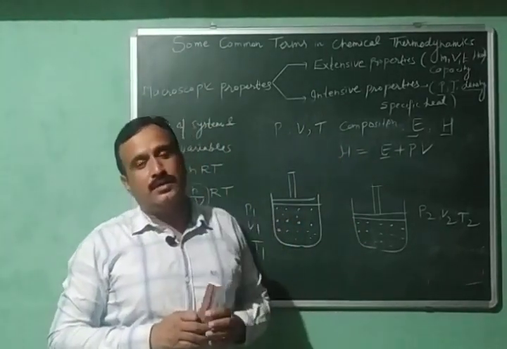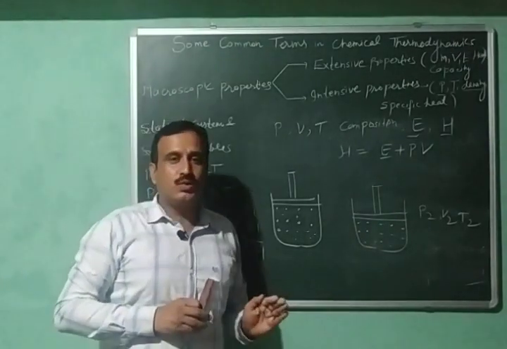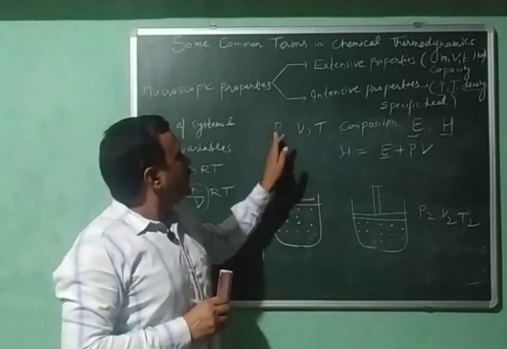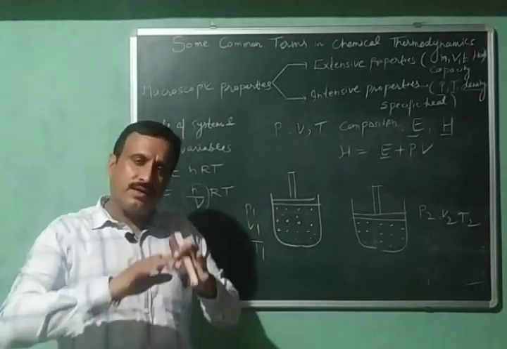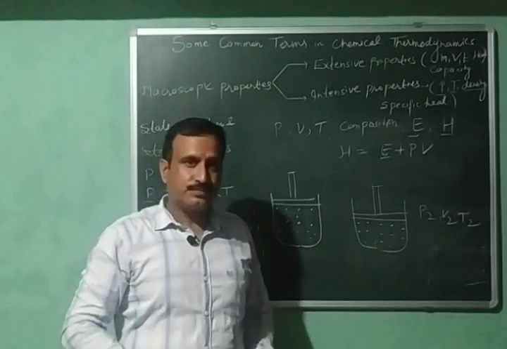That's what I mean, that in order to define the state of a system, we need not define all the variables. If these four variables, pressure, volume, temperature and composition, are fixed, other variables are automatically fixed. Okay.